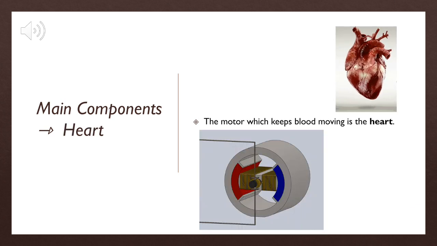To complete the analogy, we have our heart. So I like to think of the human heart as this motor which works day in and day out to move our blood, which we can think of as vehicles, down these highways, which we can consider our vessels.